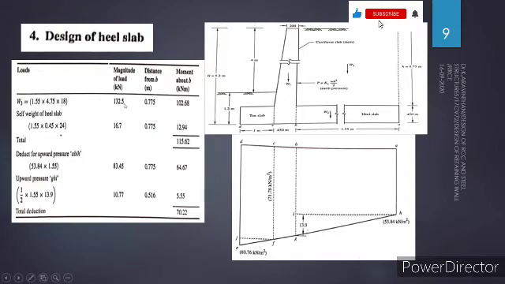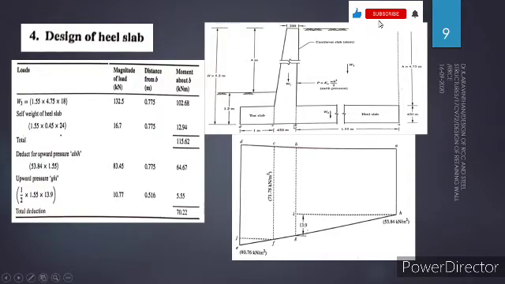So if you want to find the distance from point B, from the point B we are taking the moment and designing the heel slab. For this cantilever section, at the B point we will be taking the moment.